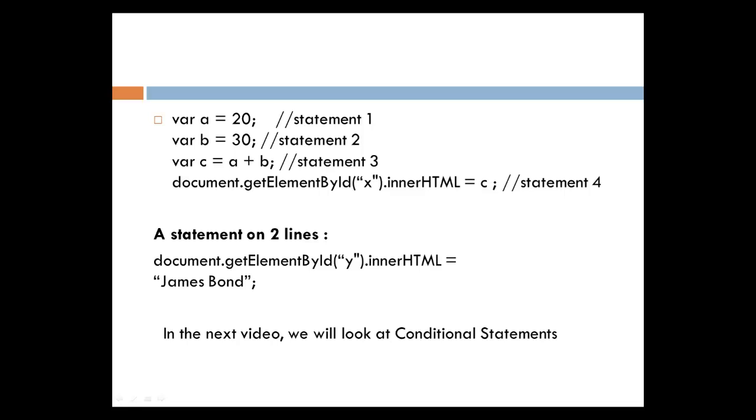Now you may also write one statement on different lines. For example, document.getElementById("y").innerHTML equals, and then on the next line you can actually assign or put a value to that particular object. So you can see here, this is the content that we want to insert in the object or the HTML element of ID y on the page.